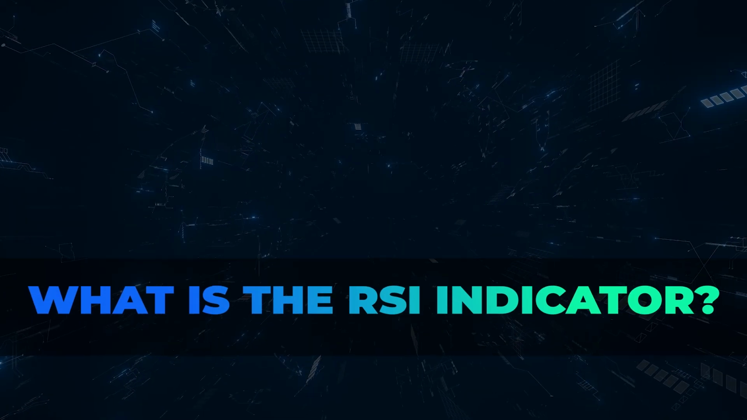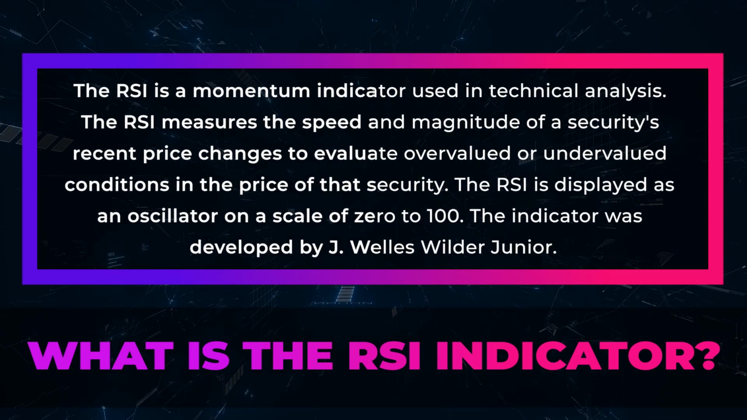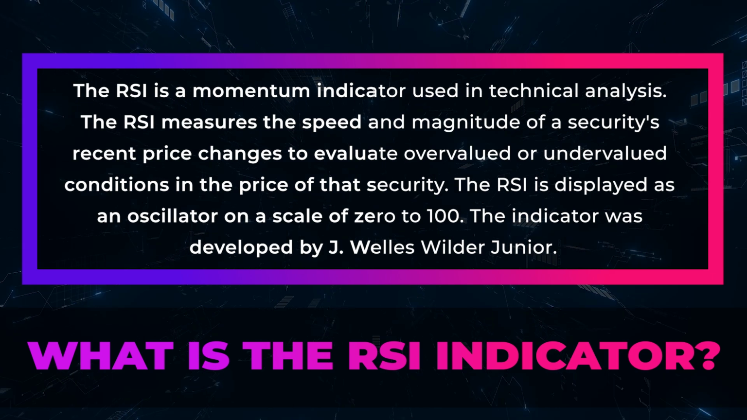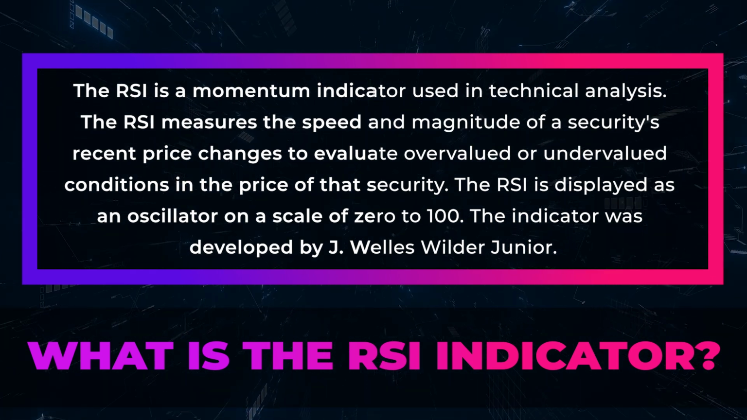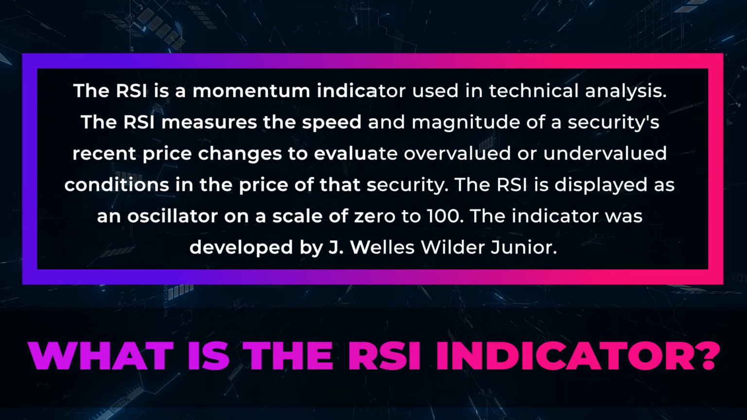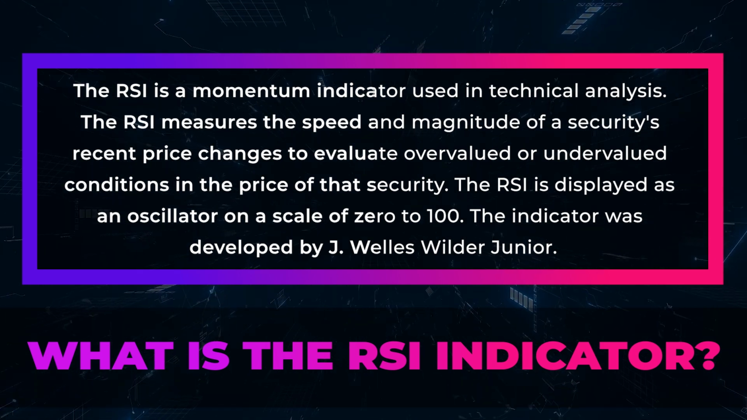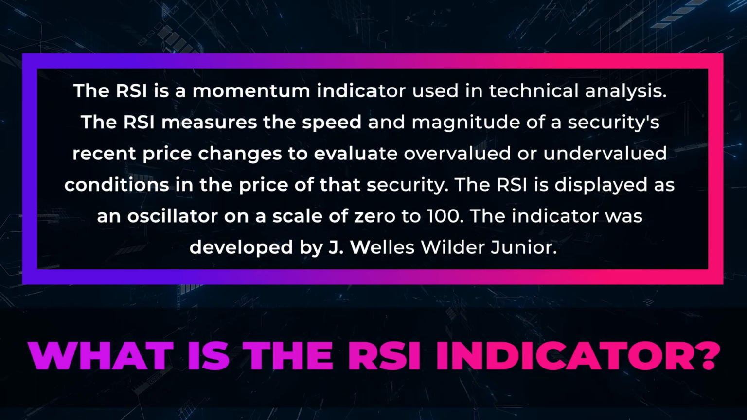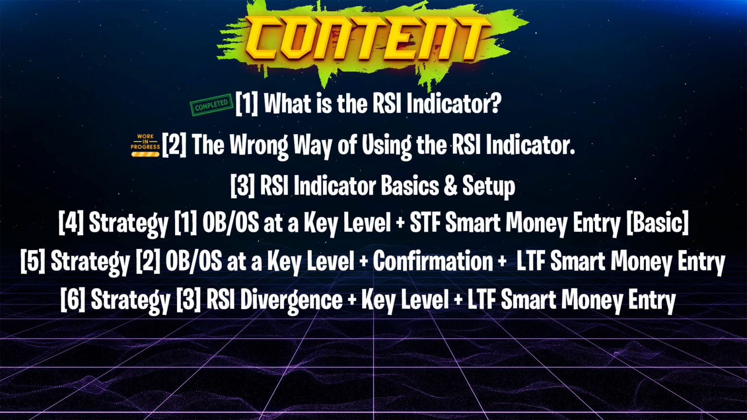So, what is the Relative Strength Index? The RSI is a momentum indicator used in technical analysis. The RSI measures the speed and magnitude of a security's recent price changes to evaluate overvalued or undervalued conditions in the price of that security. The RSI is displayed as an oscillator on a scale of 0 to 100. The indicator was developed by J. Wells Wilder Jr. Relative Strength Index is one of the most popular trading indicators among traders.